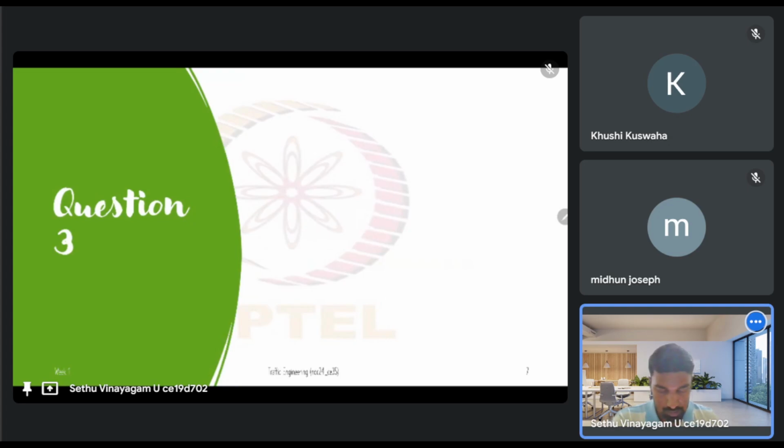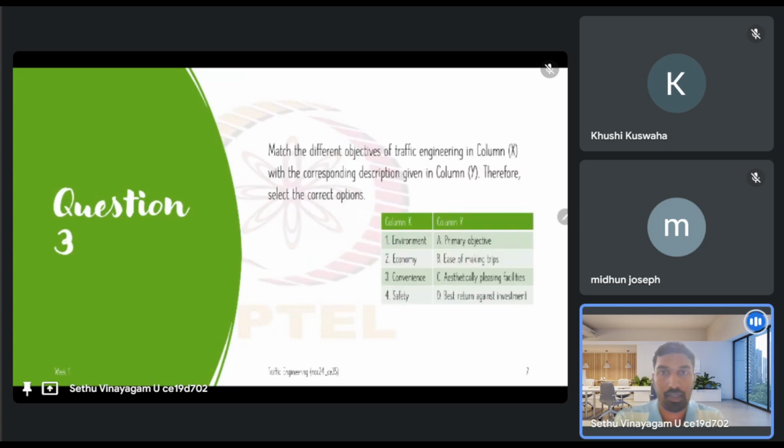Okay, question number 3 is match the different objectives of traffic engineering given in column X with the corresponding description given in column Y. So we'll have four predefined options. Okay, so column X has the different objectives: environment, economy, convenience, and safety. Column Y has the descriptions as primary objective: ease of making trips, aesthetically pleasing facilities, and the best return against investment.